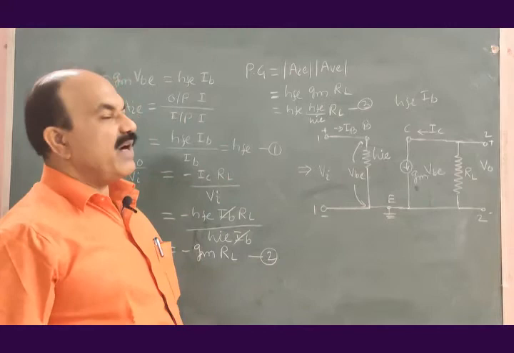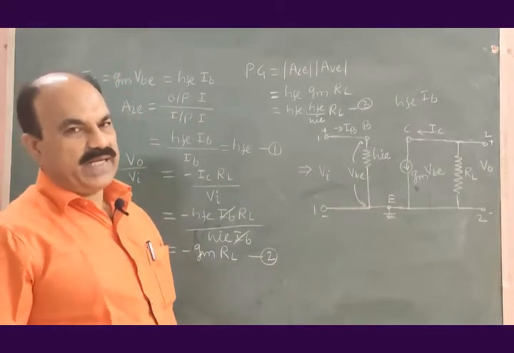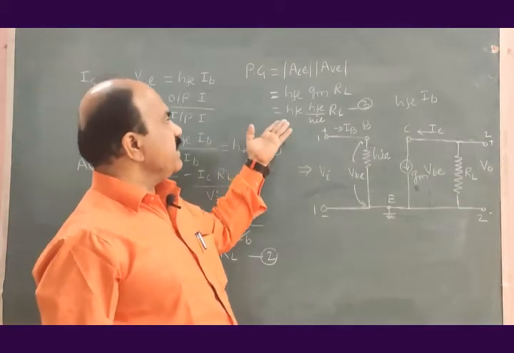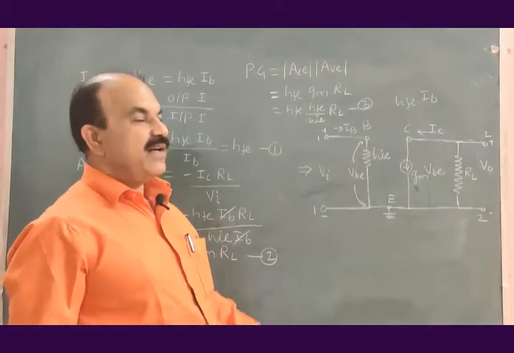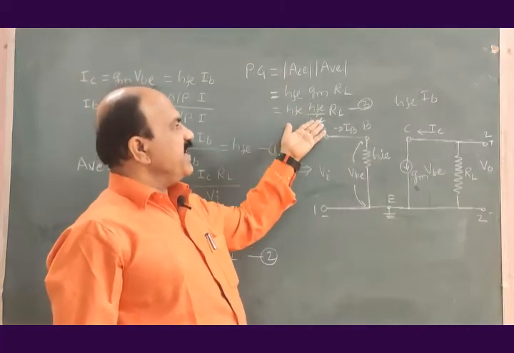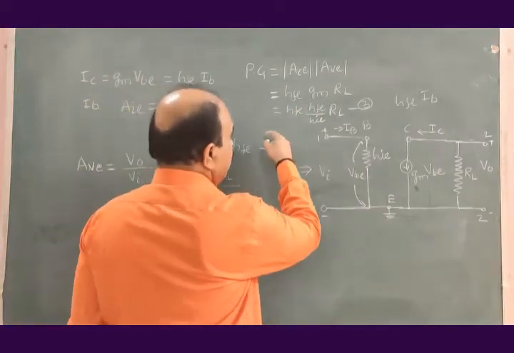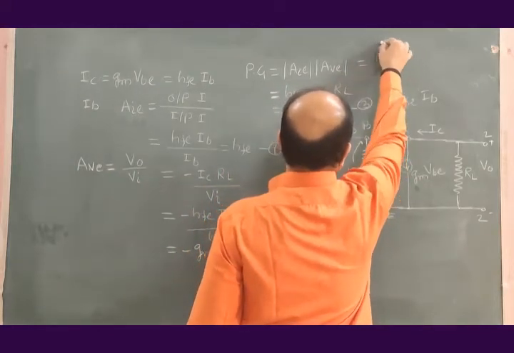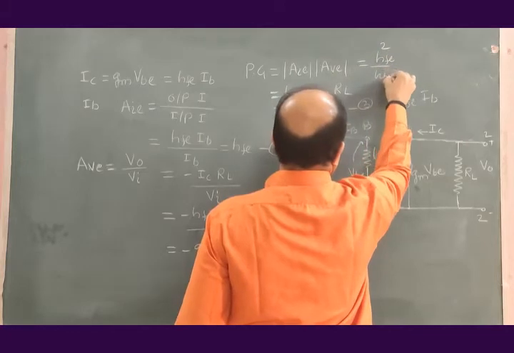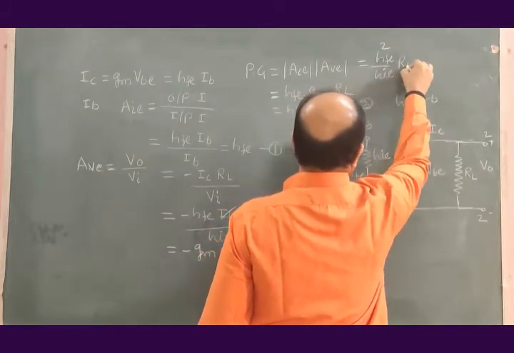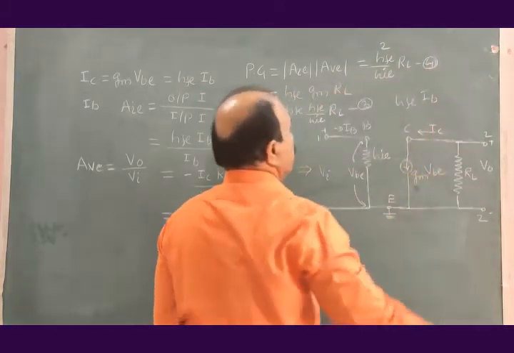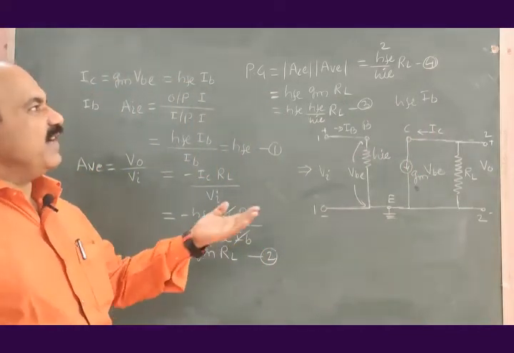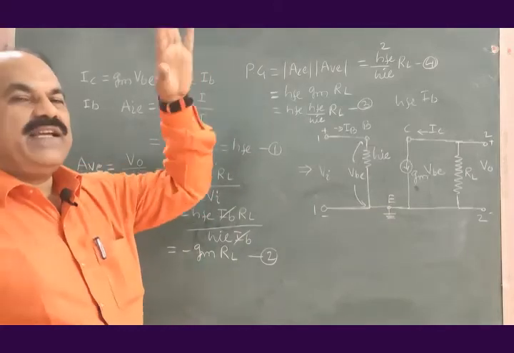So you may write power gain of the CE amplifier as HFE GM RL, or HFE into HFE by HIE RL. In other words, this is nothing but HFE square divided by HIE into RL. Power gain of the CE amplifier is simply given by equation 4.